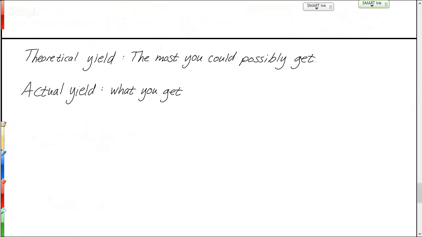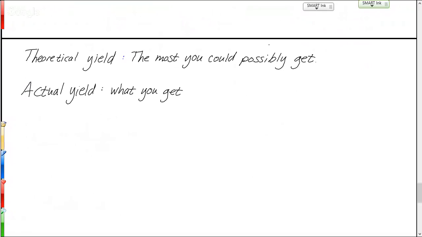Which, if you actually got that much, probably means something went wrong. If you get more than your theoretical yield when you do a reaction, something's definitely wrong. Maybe it's wet, or there's extra mass in there from something, some impurity. You can't get more than your theoretical yield, because that's the most that you could possibly get.